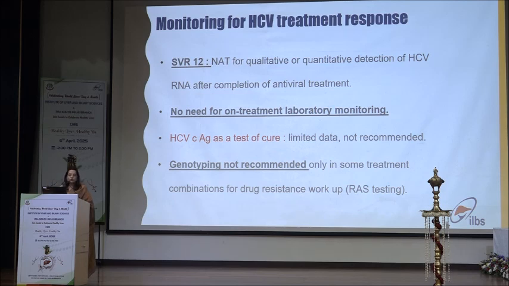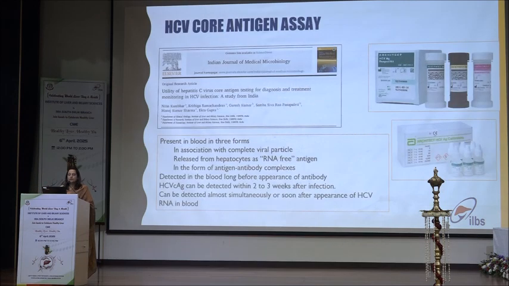Core antigen is another new marker, which WHO says you should start using. We have done a few studies, but we did not find it cost effective right now. Genotyping is now not recommended. Earlier, we used to give interferon treatment based on the genotype. It is not recommended now.